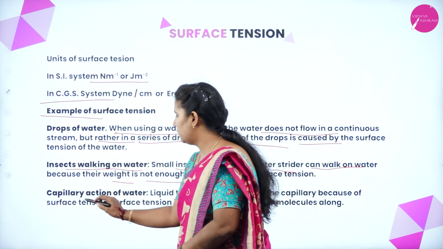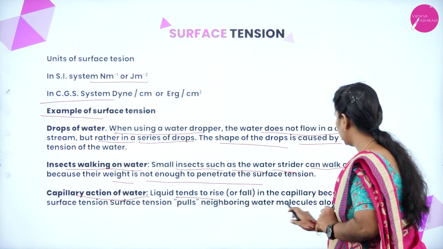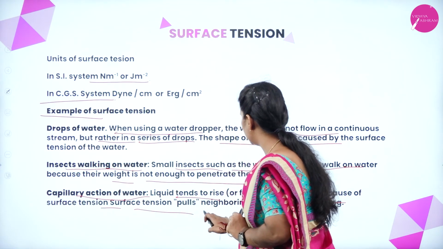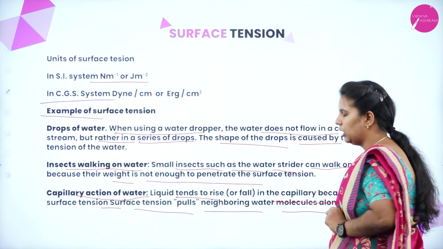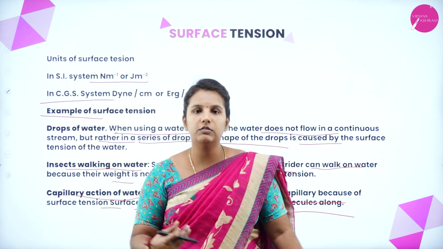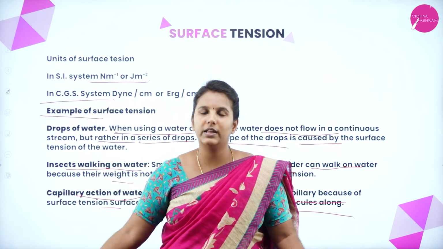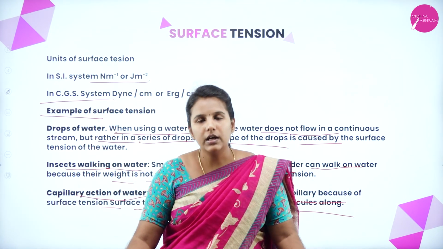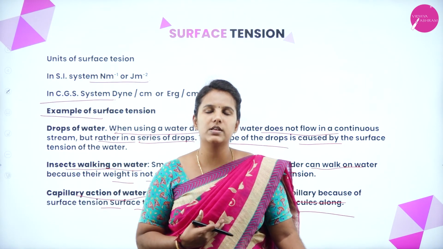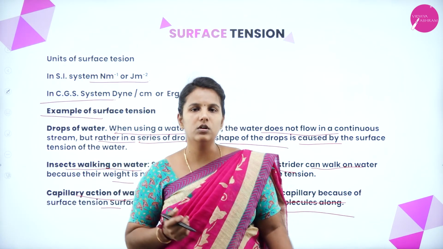We can also observe it with the capillary action of water. The liquid tends to rise in the capillary because of the surface tension, and the surface tension pulls the neighboring water molecules along. So, you would have seen in green plants where water is sucked from the roots towards all parts of the plant body, where capillary action is taking place. Here also the surface tension works, where the water molecules on the surface create a bubble and carry the water molecules to move along with it.